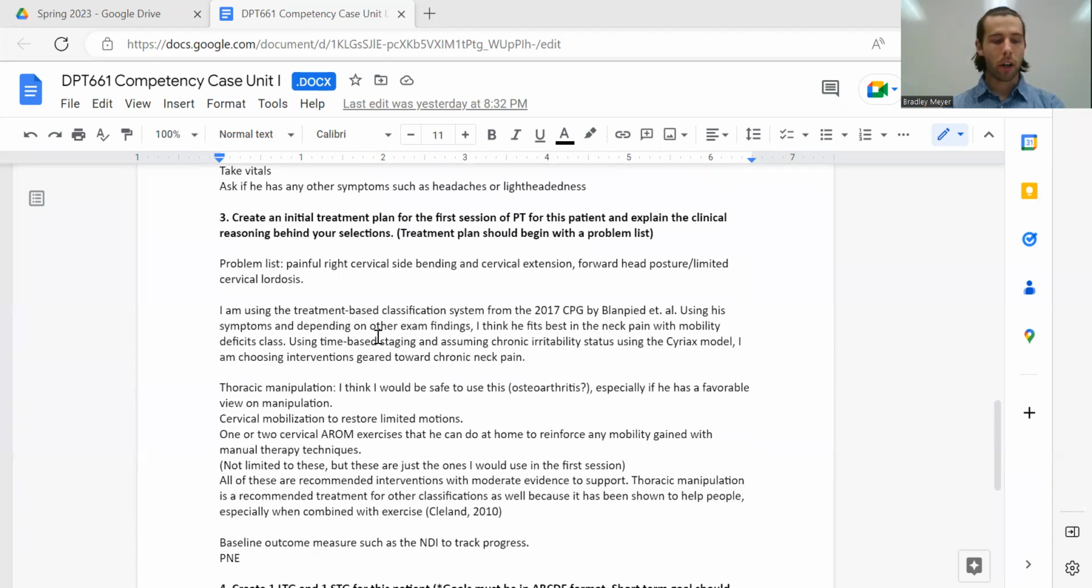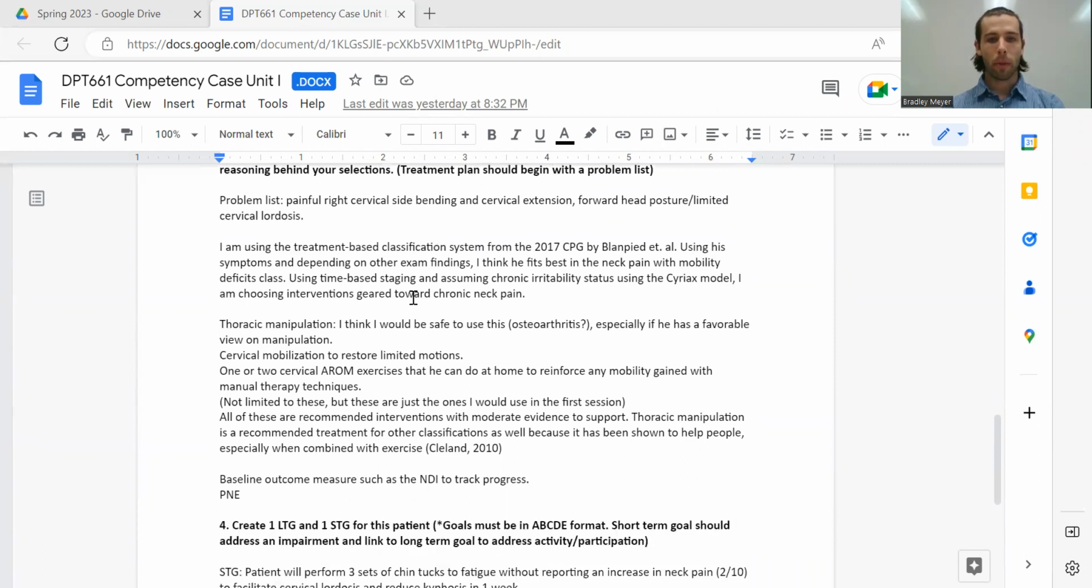As far as initial treatment, some of the problems he is having, which I stated before, but just to go over those again: painful with right cervical side bending and cervical extension. And then he has a forward head posture with limited cervical lordosis. So to back up my plan for this initial session, I'm using the treatment-based classification system from the clinical practice guideline.